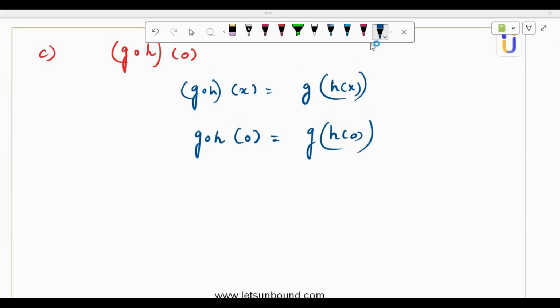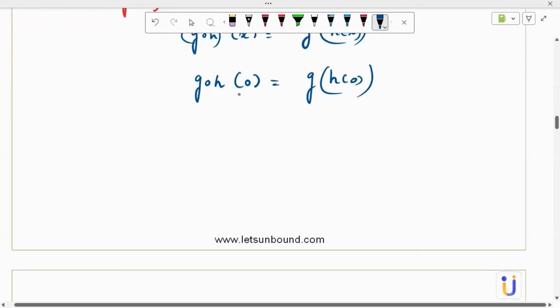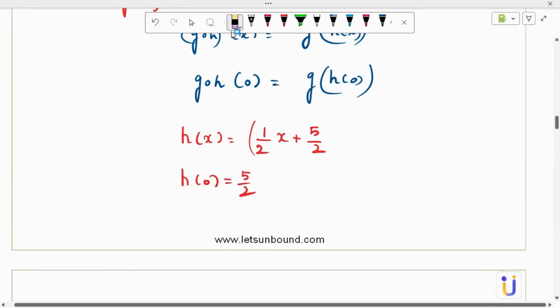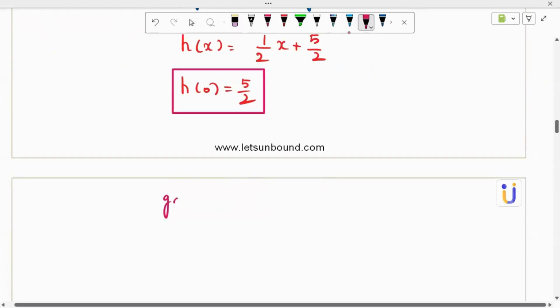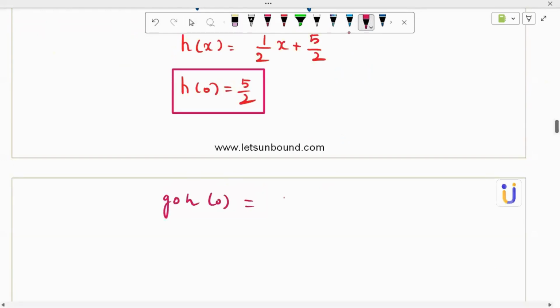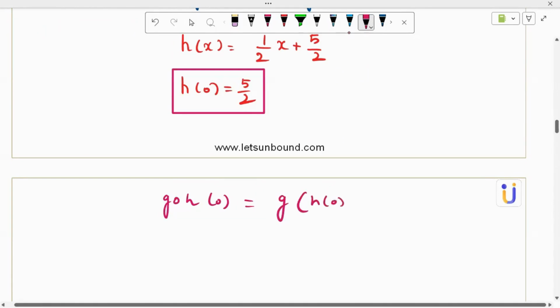Okay, let's try to find the input first. First h of 0, right? We know h of x, just now we made it. It's half x plus 5/2. So what is h of 0? So simple, just 5/2. This will vanish, right? And h of 0 is 5/2. Got it? Then g composition h of 0 is g of h of 0, which is g of 5/2.